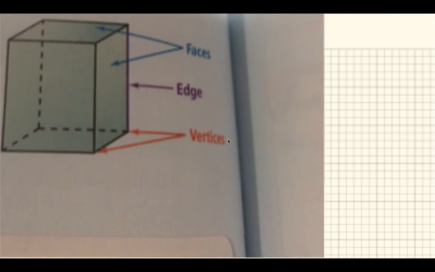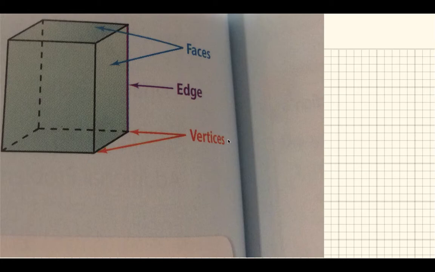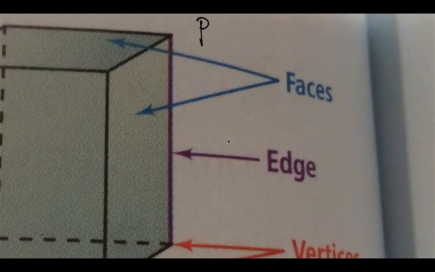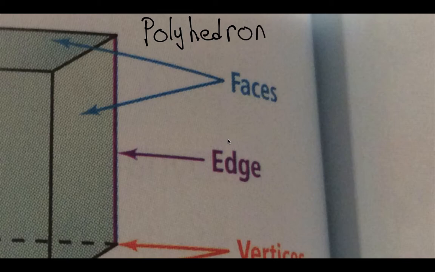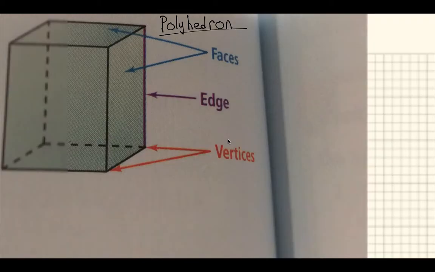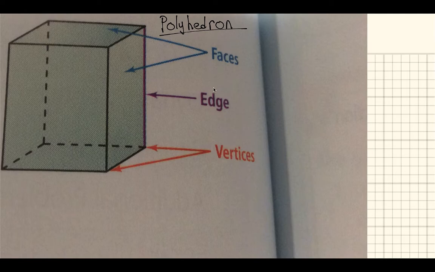So let's go over the different parts of polyhedrons, which are basically like 3D polygons. So let's take a look at this picture here. We're going to learn the different parts of a polyhedron. Right here is our picture. All right. Polyhedrons are made up of three parts: they have faces, edges, and vertices.